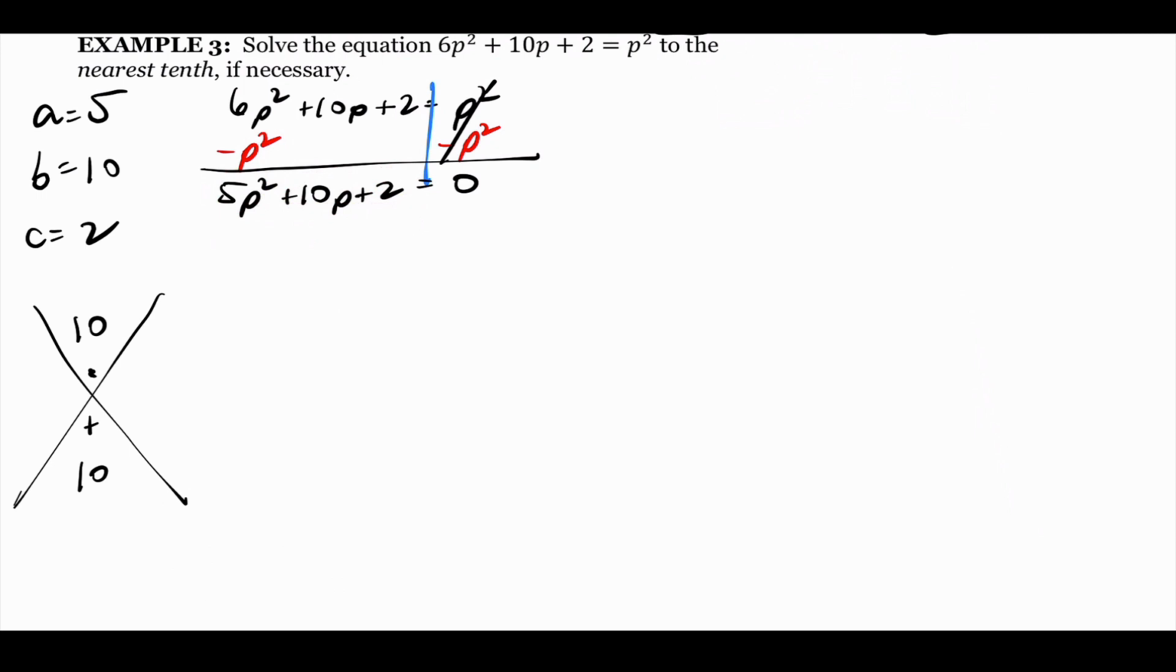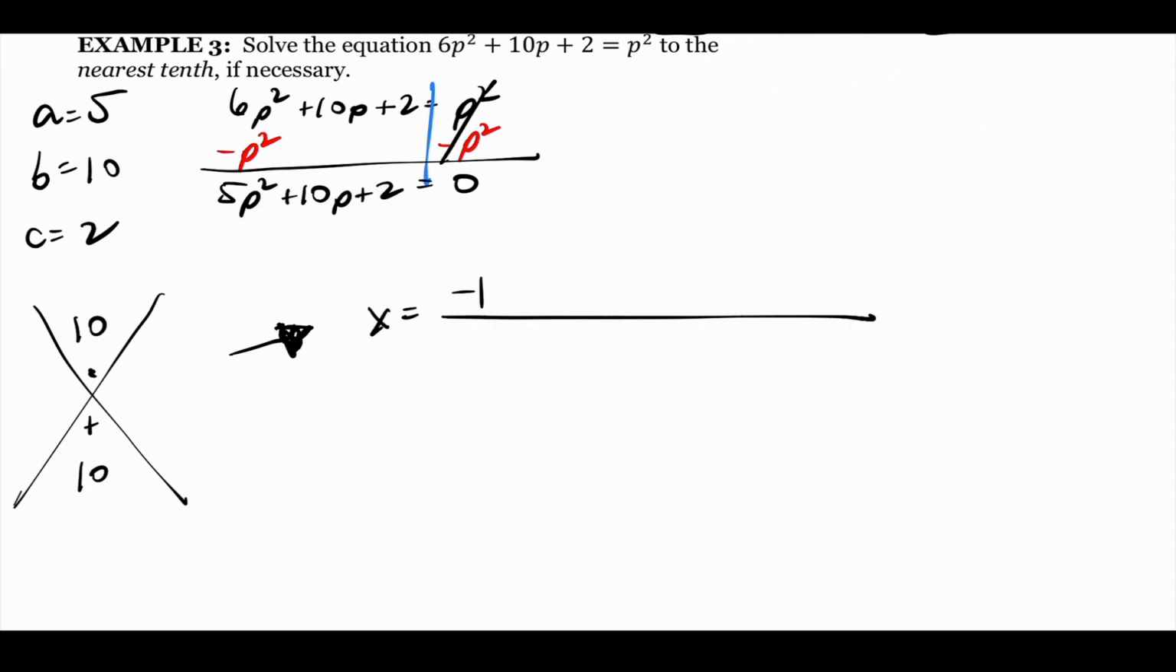So then I go A times C, add to be B. The only numbers that multiply to be 10 are 10 and 1, and 5 and 2. And none of them, when I add them together, make 10. So this doesn't work. I only have one option, which is the quadratic formula for this one.